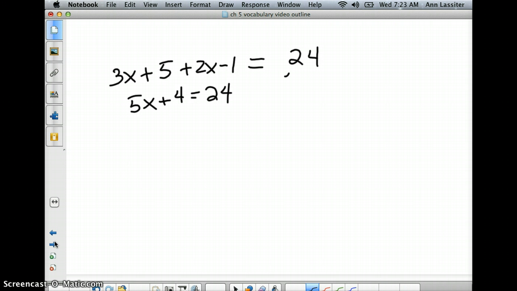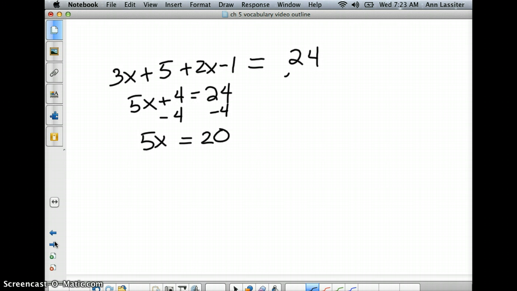So I'm going to systematically go through this. I'm going to take 4 pounds from both sides. So when I take 4 pounds from the left side, I end up with my 5 boxes, and then on the right side, I have the 20. I can see that the 5 boxes is going to weigh 20 pounds. So each of those boxes has to weigh the same amount. The 5x means 5 times x.